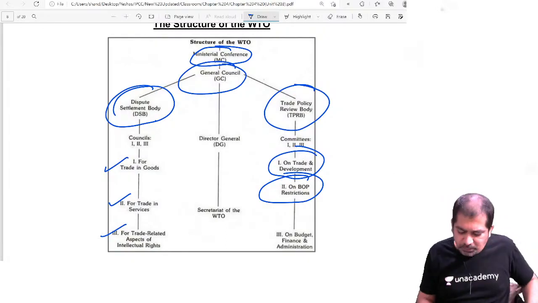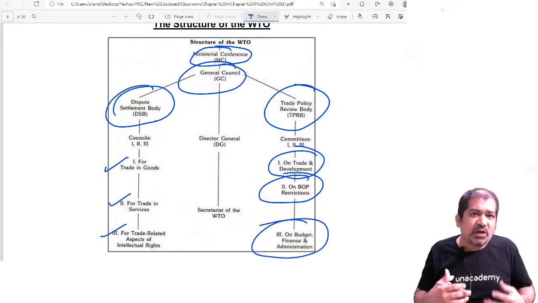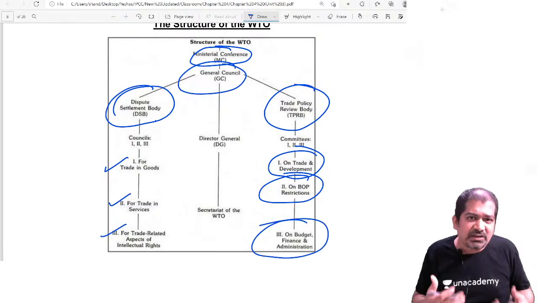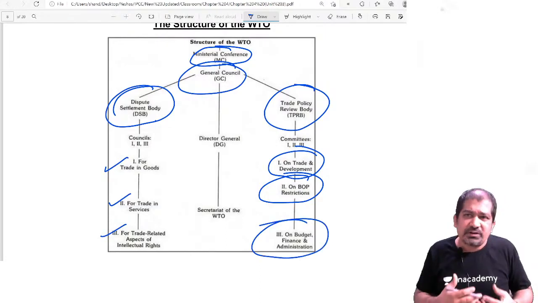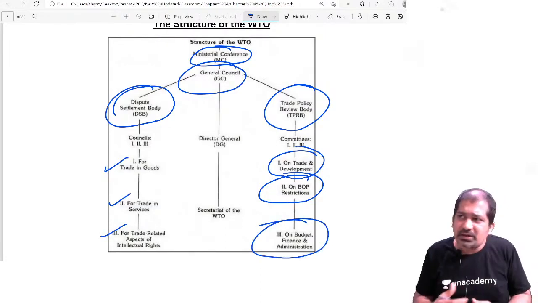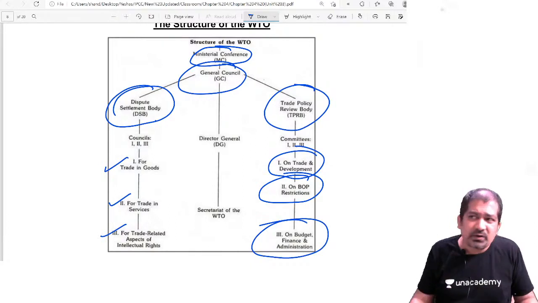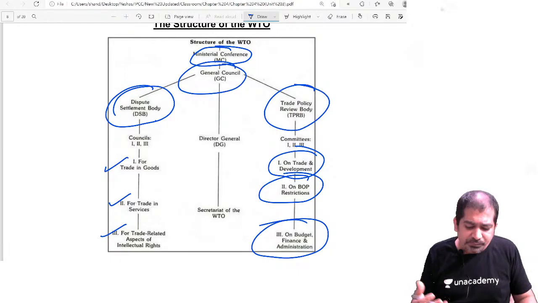And on budget, finance and administration, it means you have to budget for the expenses of the WTO ministerial conference, and how every country has to contribute to the WTO so that the functioning of the WTO can happen. There are a lot of employees working in the WTO, they have to be paid a lot of money, and so on and so forth.